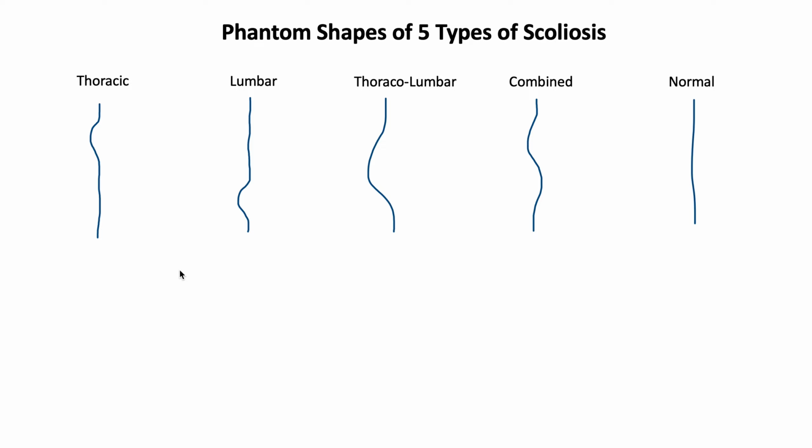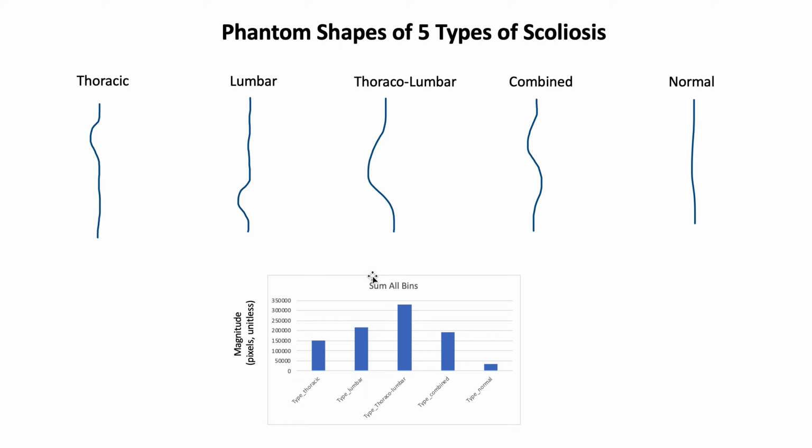For illustrative purposes, I created one example of each of the 4 categories of scoliosis relative to the normal spine. And here is the thoracic scoliosis, lumbar scoliosis, thoracolumbar, as we discussed earlier, and here's a combined type, and relative to normal. And when I apply the LCPC transform to these shapes and sum all the bins just as a quick index, you can see that the LCPC transform can quantify each of these categories distinctly.